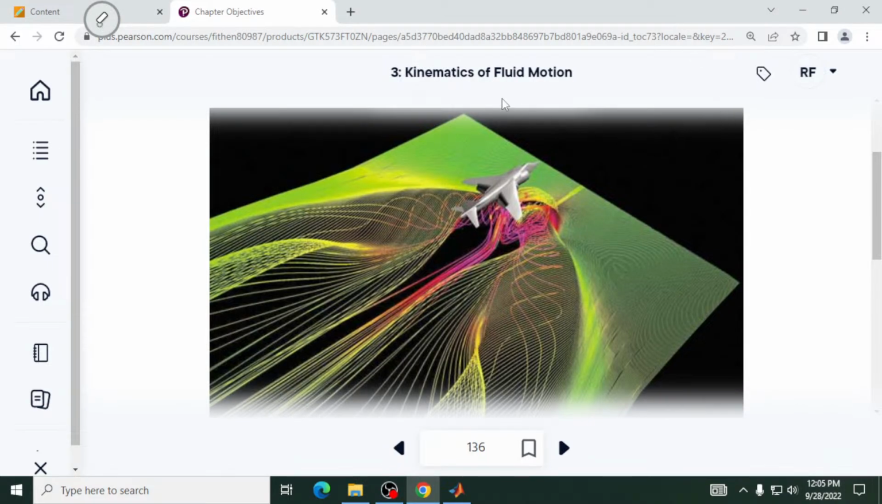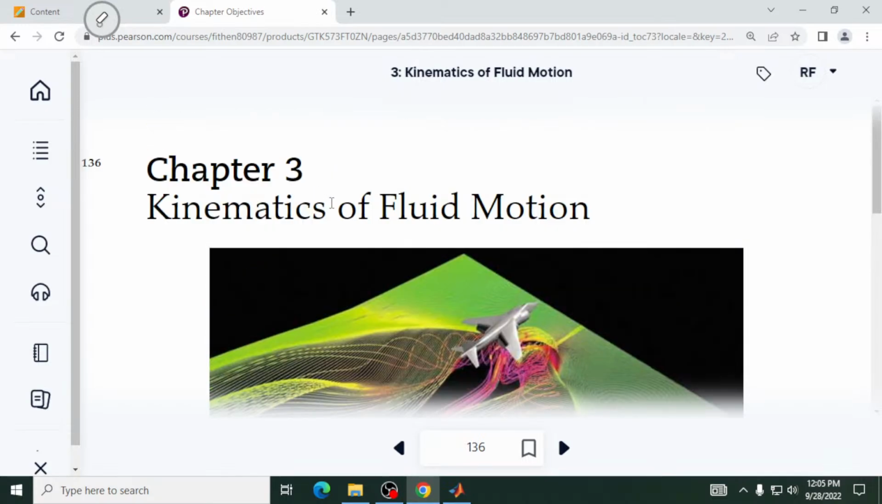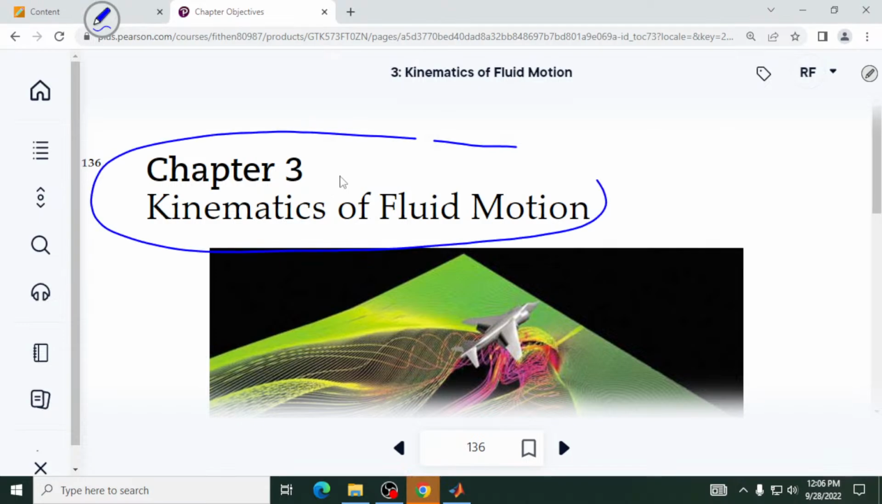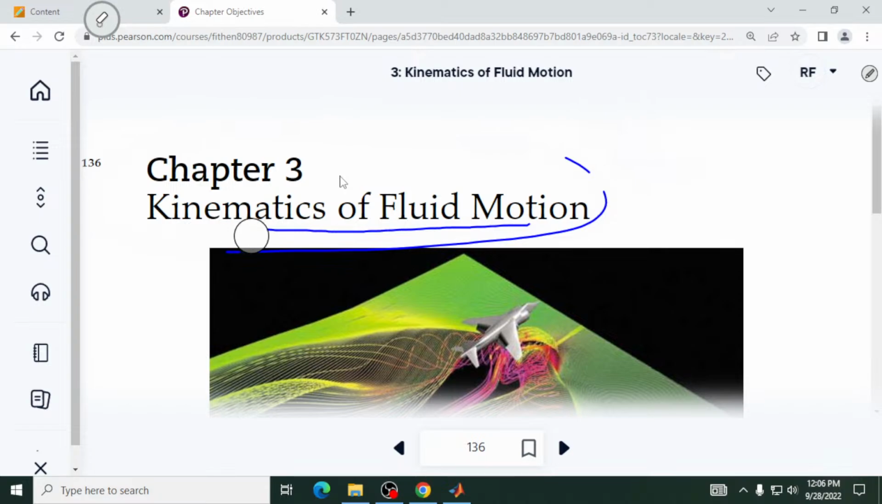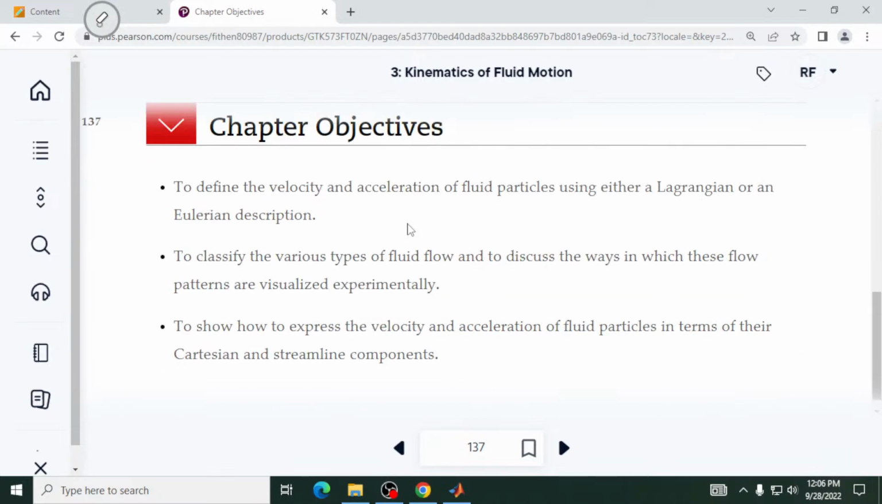So we're going to cover chapter 3 today, which we're not going to spend a lot of time in. It is the kinematics of fluid motion, basically accelerations, velocities. You need to know this a little bit, but not a drastic need to know.